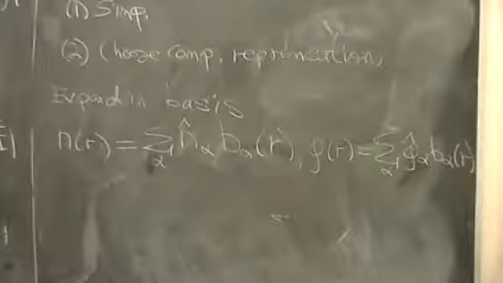The other common choice, what would you say? The other choice was, what was the other one you gave? Basis or? Discretized space. Yeah, discretized space.